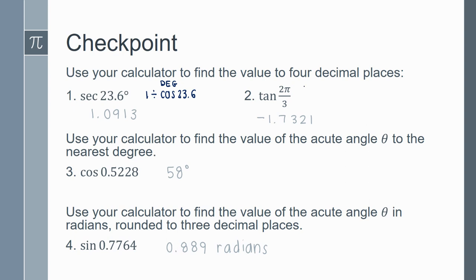Because we're dealing with pi's, that means that we need to be in radians for the next one. Once again, you're just hitting the tangent button, 2 pi divided by 3, and that should get you your negative 1.7321. Okay, notice that in this third example, if we're talking degrees, I need to switch back to the degree mode. But remember, this time I'm finding the angle, so we need to use that inverse button to get the 58 degrees. Switch back to then radians for the last one, so we want to be in radians. And remember, you have to do the inverse button to get the decimal of 0.889 radians.